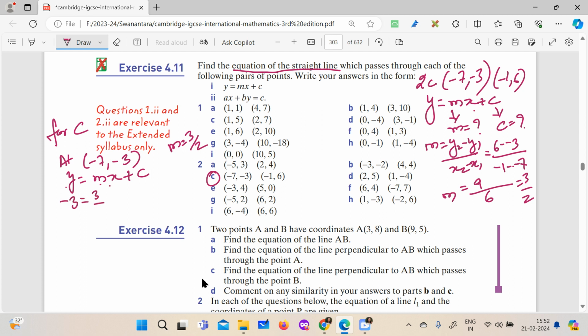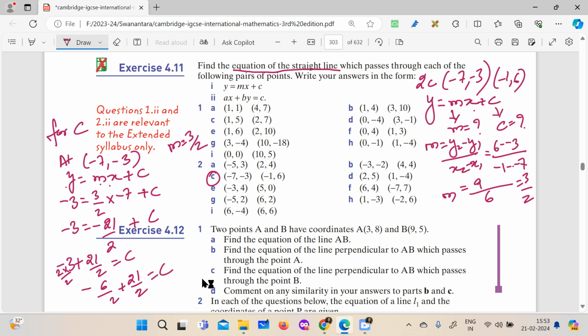-3 is equal to 3 over 2 times -7 plus c. Now you get -3 is equal to -21 over 2 plus c. Now you can shift -21 over 2 to this side, so -3 plus 21 over 2 is equal to c. Let's make the denominator the same, so I'll multiply by 2 over 2. You get -6 over 2 plus 21 over 2, that is equal to c, which gives 21 minus 6, that is 15 over 2.